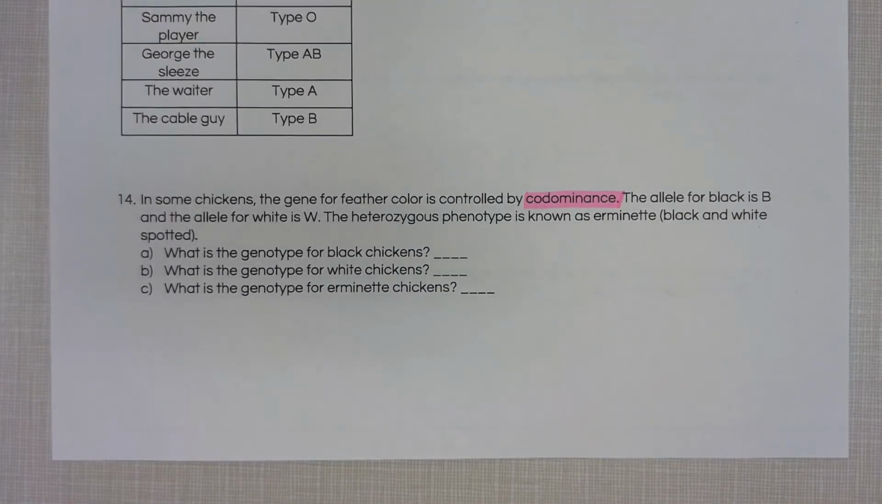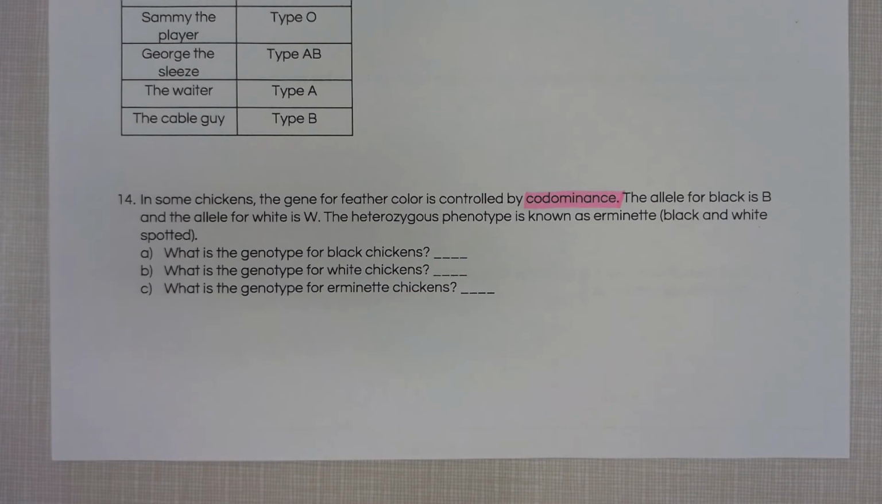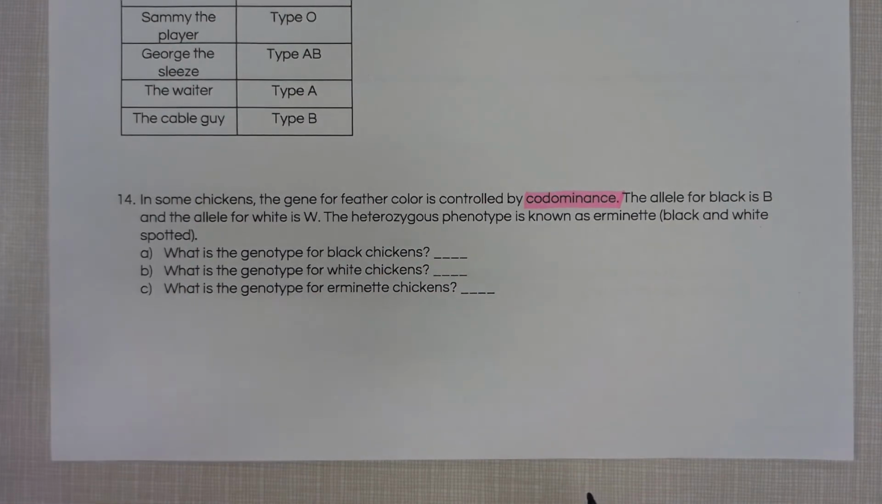So here it says in chickens. So in some chickens, the gene for feather color is controlled by codominance. The allele for black is capital B, the allele for white is W. The heterozygous phenotype is known as erminate, black and white spotted. Remember, with codominance, both traits can show up. So that's when you're going to get a spotted individual.